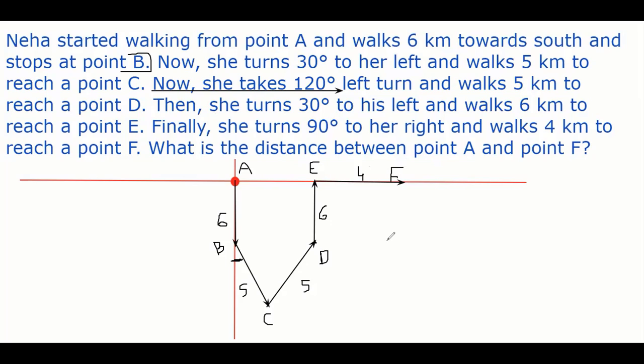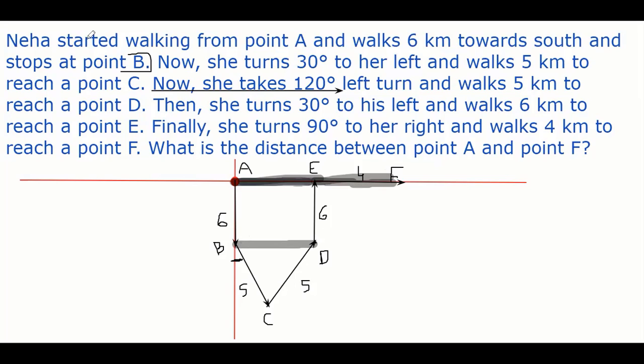We need the distance between A and F. AF would be EF plus AE. EF is 4. We only need AE. AE and BD are the same or not? Yes, sir. So finally we need BD, guys. Now use all our Pythagoras concepts of geometry. Pythagoras or geometry or triangle, whatever.